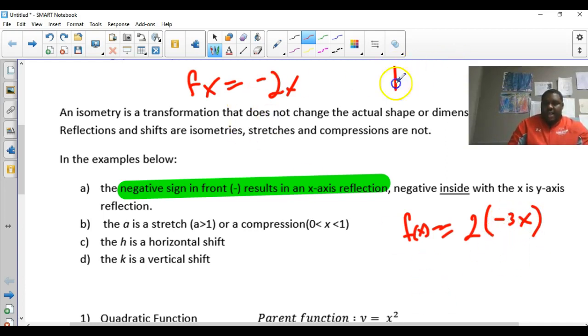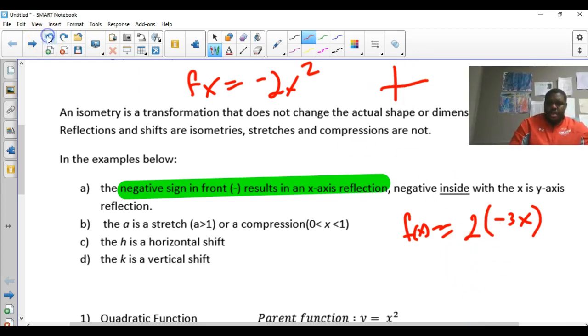So reflect over the x-axis. Let's say hypothetically this was a parabola. If it was like this, then it would be like this. It goes down. And reflect over the y-axis. Let's say it was like this. Well, it reflects to the other side of the y-axis. So that would be reflect over the y-axis.